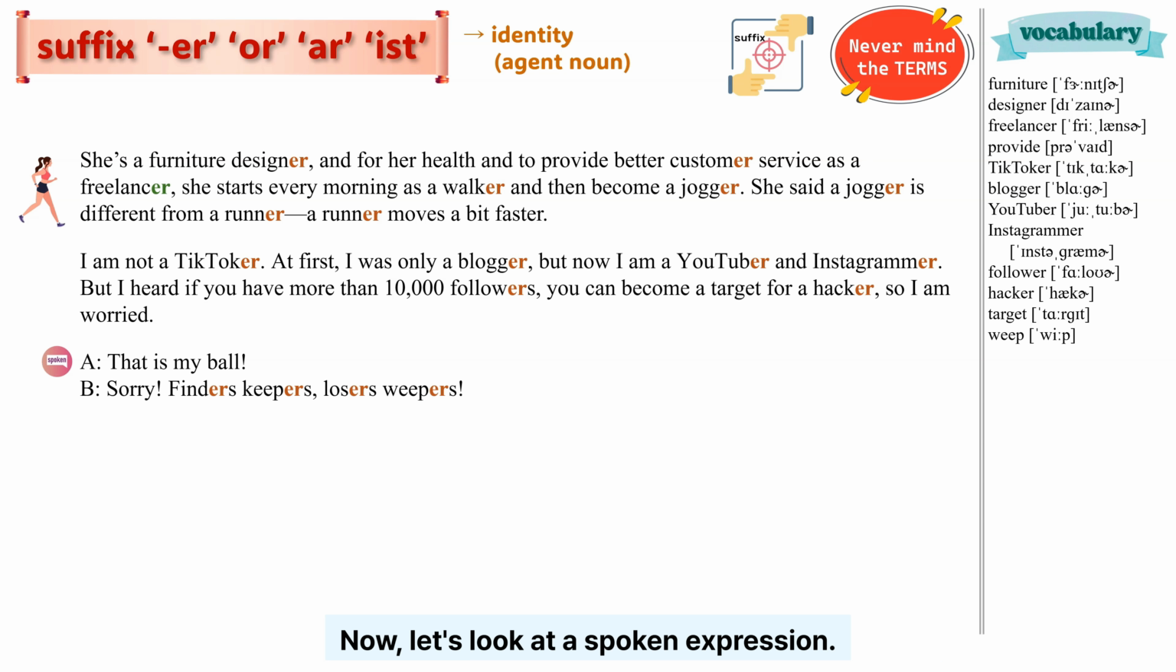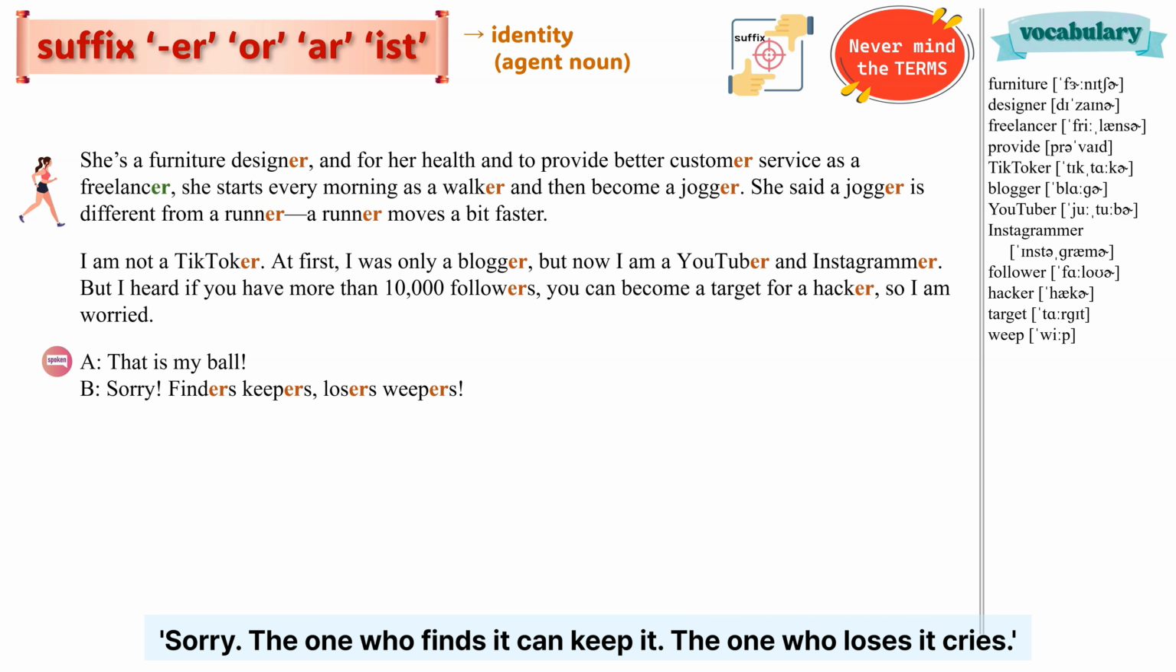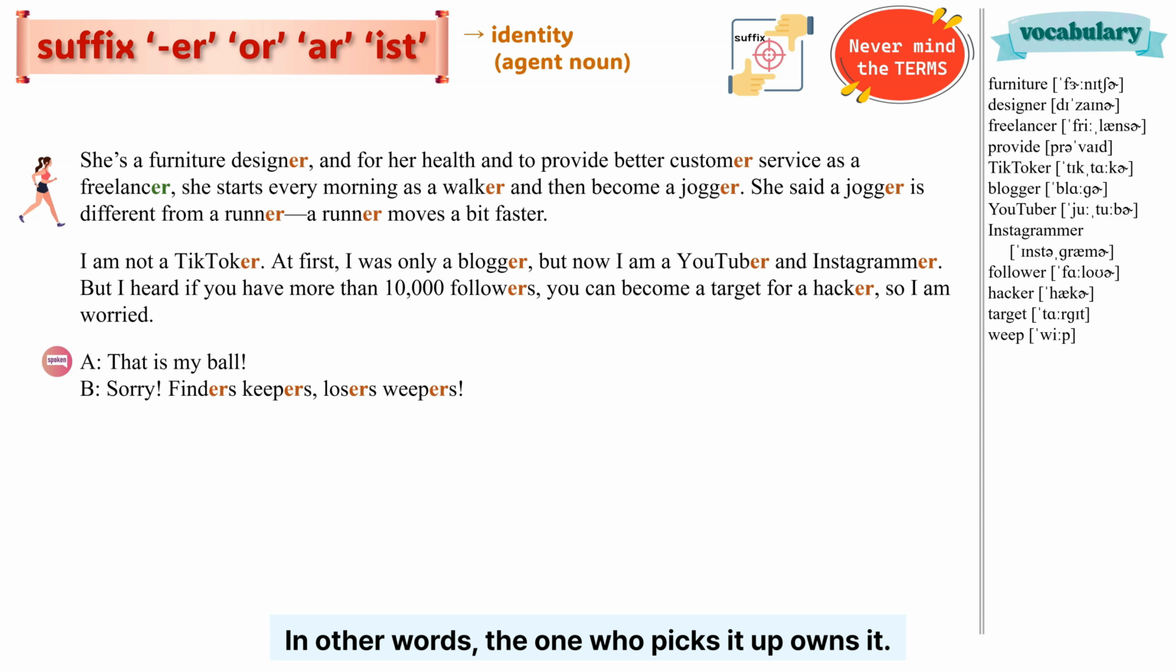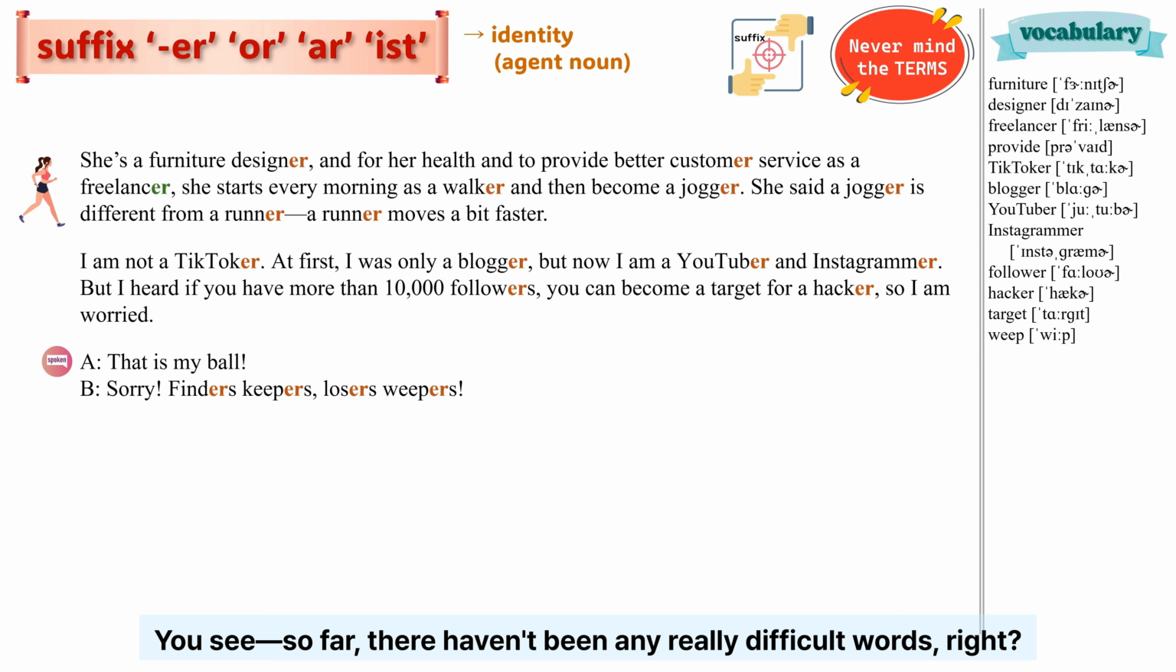Now let's look at a spoken expression. That's my ball. Sorry. The one who finds it can keep it. The one who loses it cries. In other words, the one who picks it up owns it. You see, so far there haven't been any really difficult words, right?